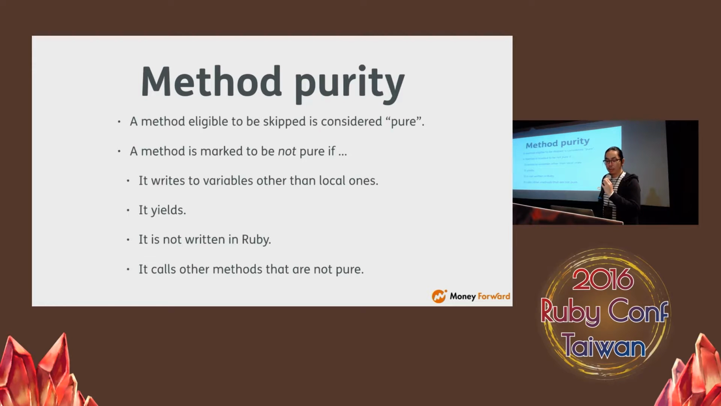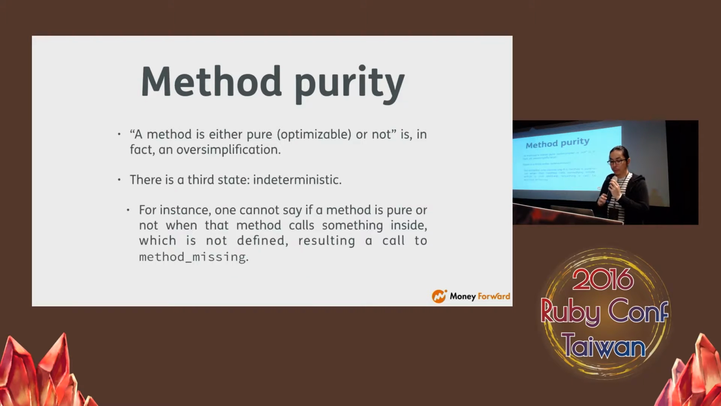Lastly, when a method is calling another method, in this case, the entire call graph, if everything that is called inside of the method is pure, then the calling method itself is pure. Note, however, that a method being either pure or not is too simplistic, because there are situations where we can't say if it is pure or not. Suppose, for instance, a method call results in method missing. In that case, we can't be sure if it's pure or not until we actually use that method.